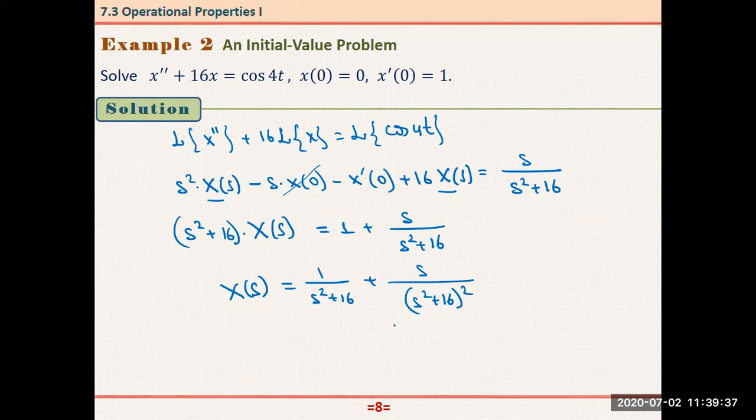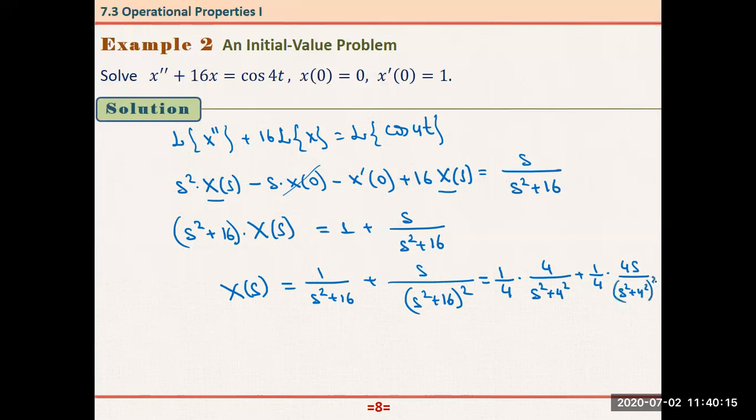Okay, so now we are familiar with these things, right? The first one is just the sine function, right? And how about the second thing? I can write the first as 1 over 4 times 4 over s squared plus 4 squared. And how about here? Here we have k squared. Also, I can write it as 1 over 4 times 4 times s over s squared plus 4 squared, squared.